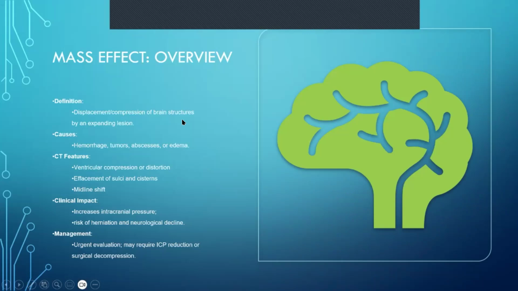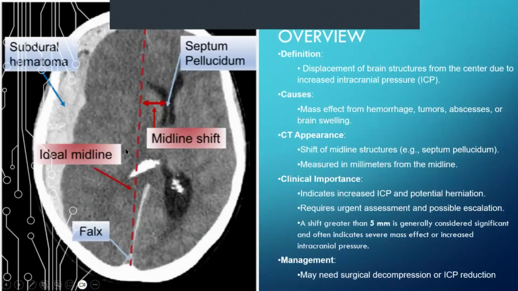So what is mass effect? It's a very simple thing. You will hear the term being thrown around a lot when it comes to CTs of the brain. So it's displacement or compression of brain structures by an expanding lesion or expanding hemorrhage, like we say, hemorrhage, tumors, abscesses, or edema. So what are the CT features? Ventricular compression or distortion, effacement of the sulci and cisterns, and midline shift, which you can see quite easily in this one, for example. You can see how everything's just been moved, and there's quite a significant mass effect that's taking place over there.